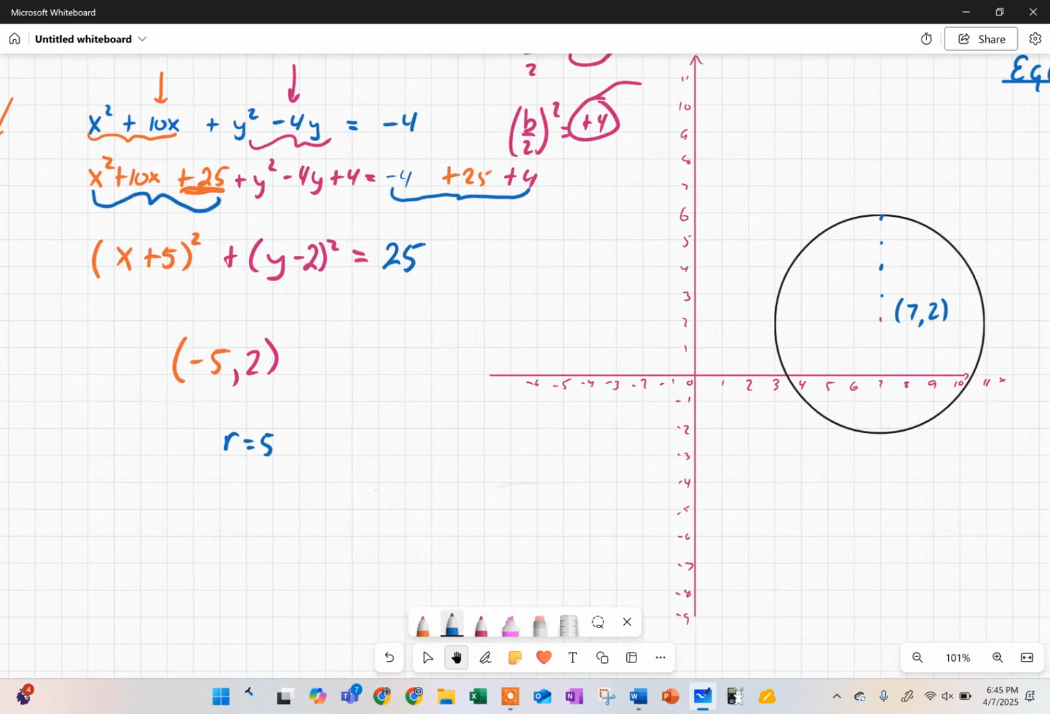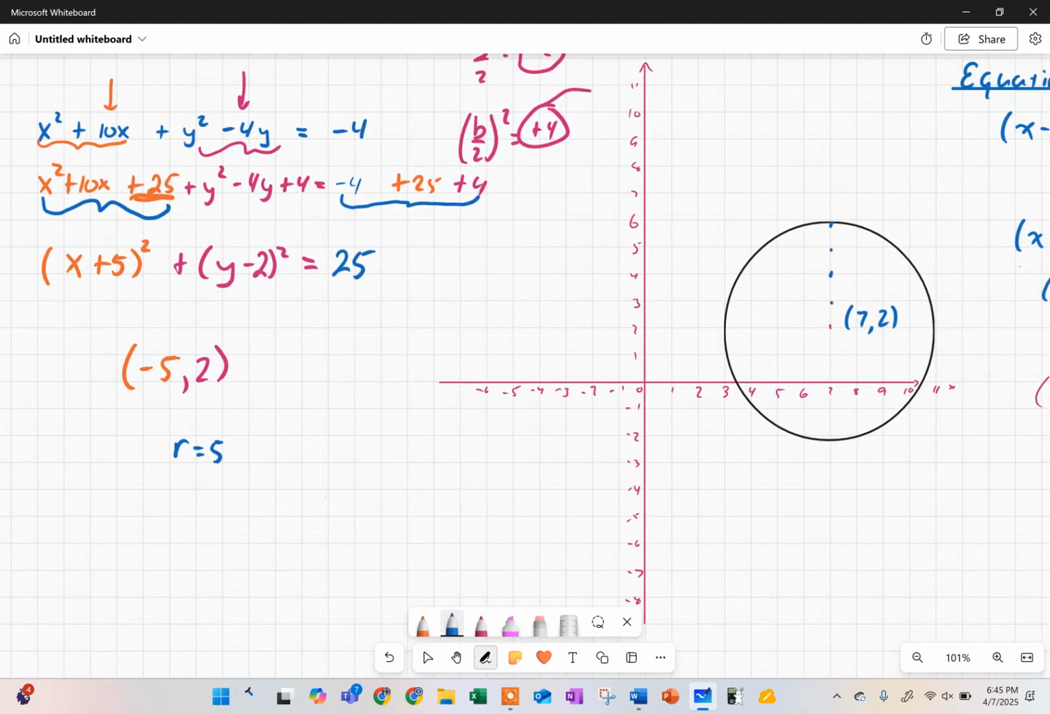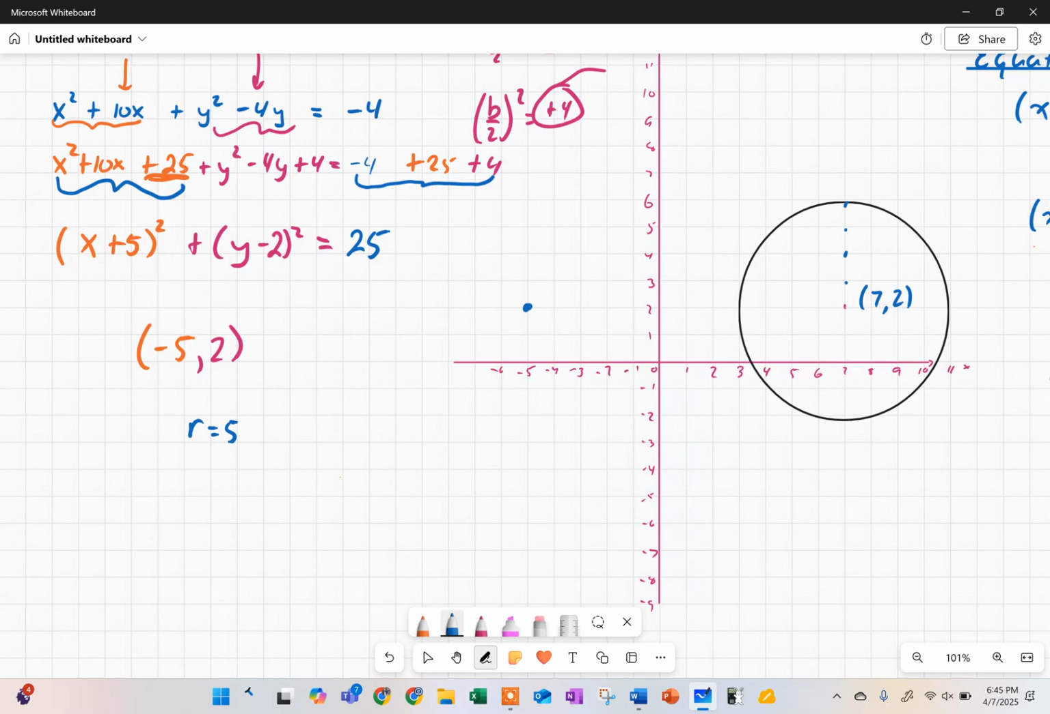So I'm going to go over here and try to graph it, although I might run into a problem because of my work. That's fine, I'll have to erase it. So let's see, (−5, 2) is here. If I go up 5, 1, 2, 3, 4, 5, well, that works. And go over 5 in each direction. Now, there are 4 points that I just did.